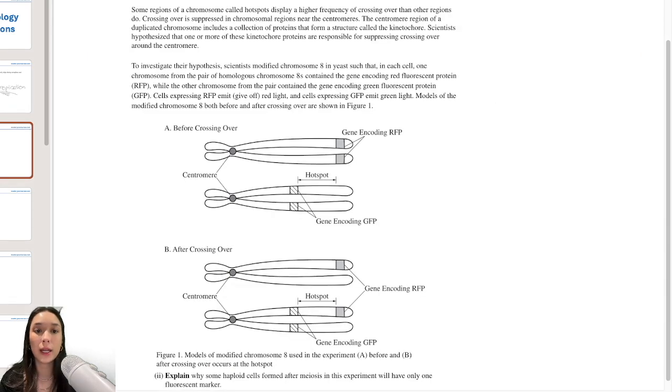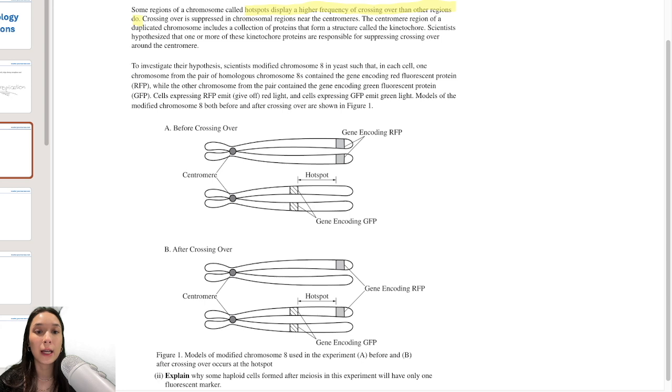Okay, so this is the next part of the question. I'll read through the whole thing and I'll highlight some important parts. So this one says, some regions of a chromosome called hotspots display a higher frequency of crossing over than other regions do. So this is something that we briefly go over, but they do give you the definition here. So we're looking at places where crossing over happens at high frequencies. So crossing over is suppressed in chromosomal regions near the centromeres. The centromere region of a duplicated chromosome includes a collection of proteins that form a structure called the kinetochore. You learn about all of this in Unit 4.